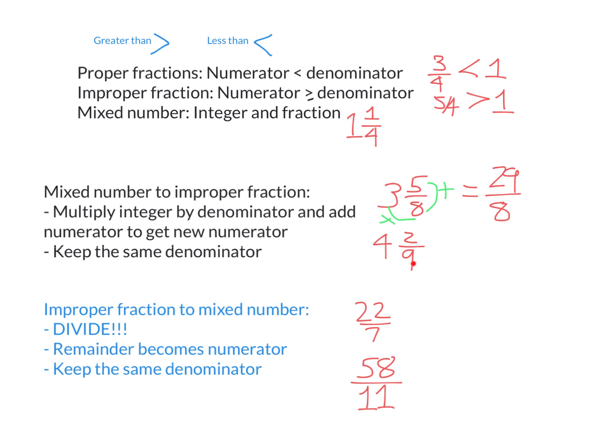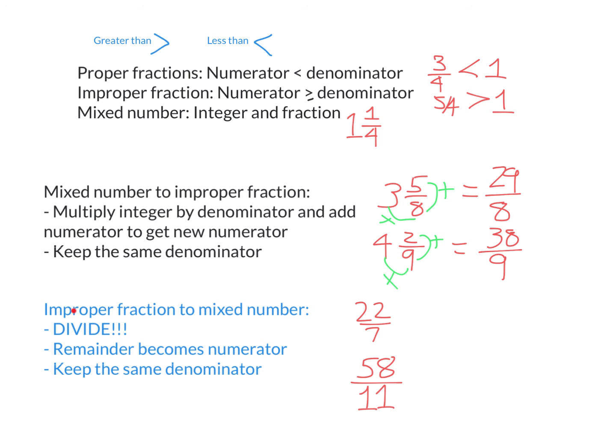4 and 2 over 9. That is a mixed number. To convert to an improper fraction, 4 times 9 plus 2. So 4 times 9 plus 2 is 38. That's the new numerator, and we keep the same denominator. So these two are the exact same number, just written in a different way.